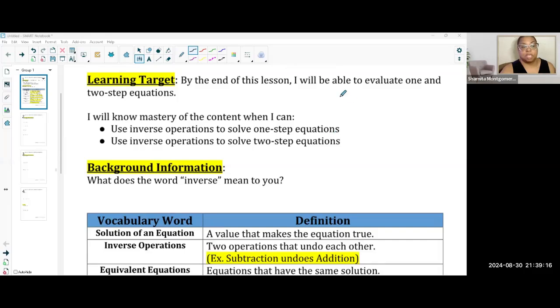Background information: what does the word inverse mean to you? Well, I'm going to go ahead and give you that answer. Inverse means opposite. So in this spot right here, you're going to write opposite. Inverse means the opposite.